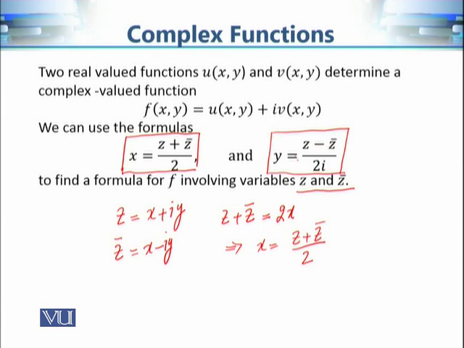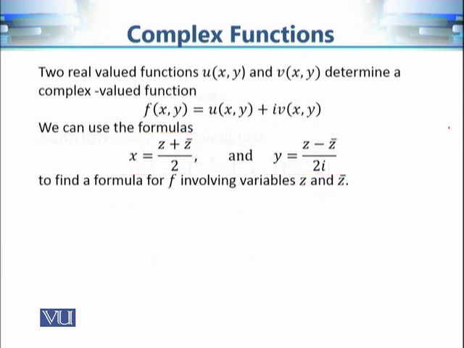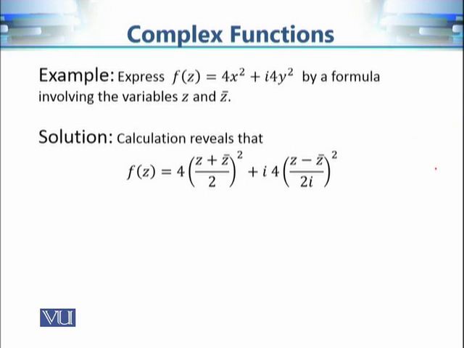Now using these two expressions, we can convert any function which is given in the form u plus iota v into a function involving only the variables z and z conjugate. How to do that? Let's consider another example where we have a function given in the form 4x square plus iota 4y square.